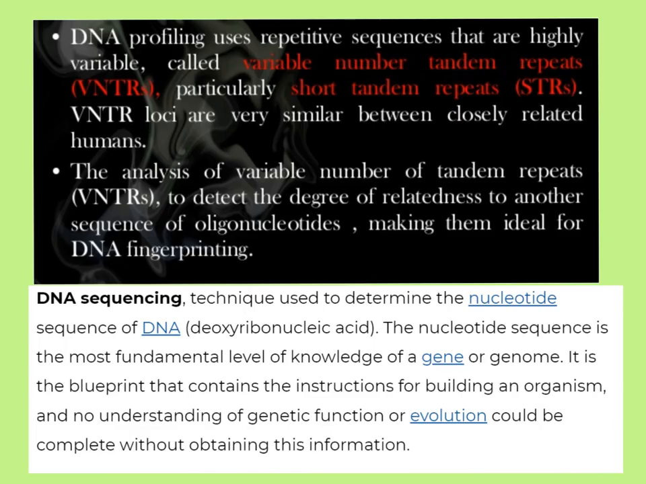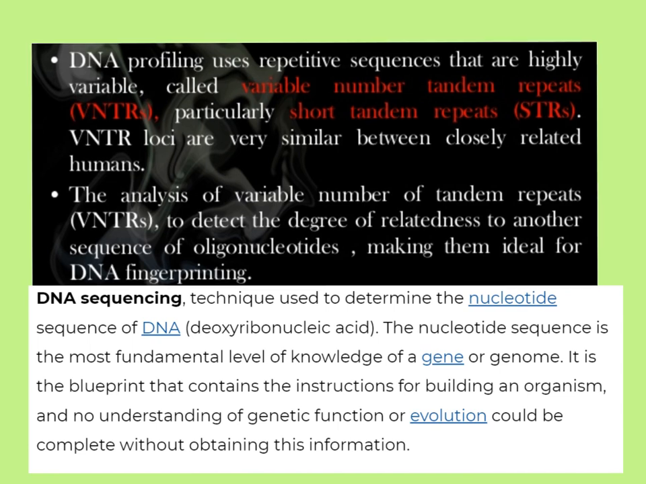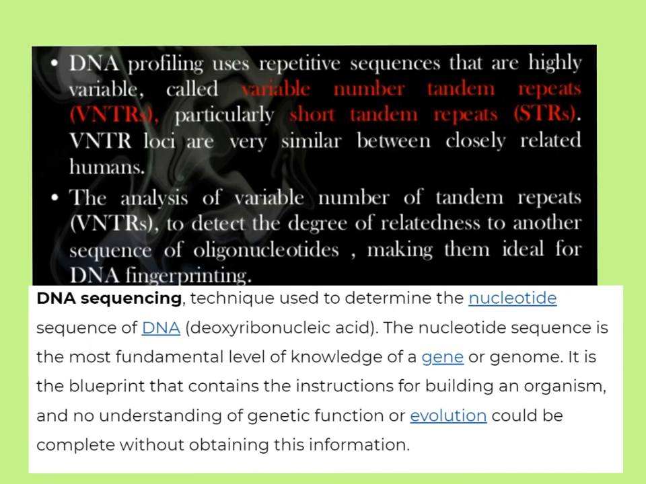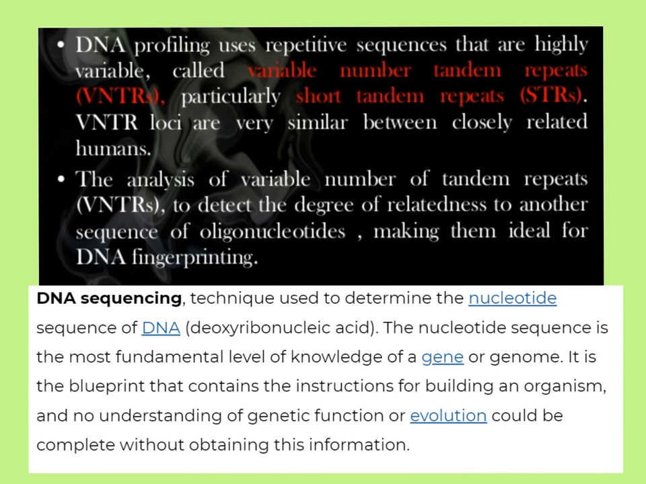You can look at the DNA. The way that you are looking at and comparing the DNA between living organisms of two different species or two different varieties, we call it DNA profiling. So DNA profiling uses repetitive sequences that are highly variable. We call them variable number tandem repeats.